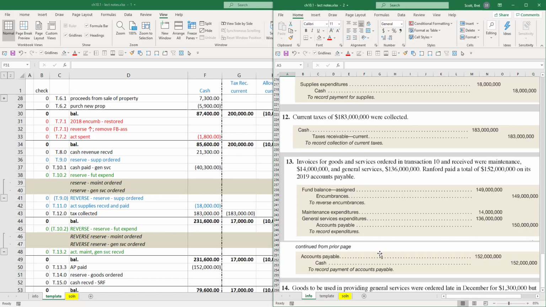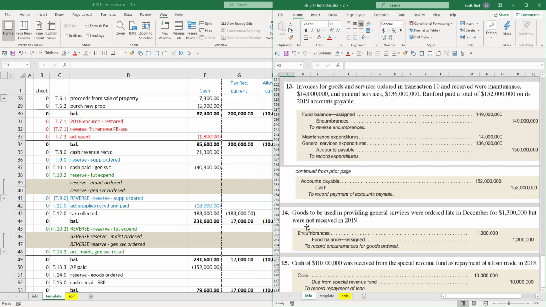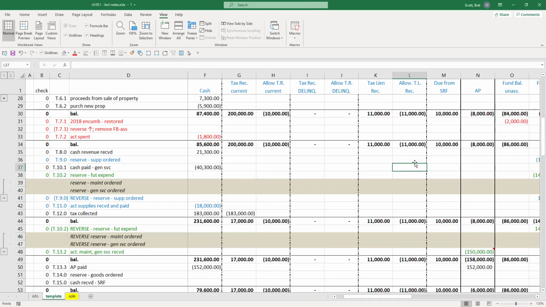Transaction number 14. Goods to be used in providing general services were ordered. When you hear the word ordered, think encumbrance. Goods to be used in providing general services were ordered late in December for $1.3 million, but were not received in 2019. So I'm going to give you the heads up about this. Okay, this is similar to what we saw in the earlier example.